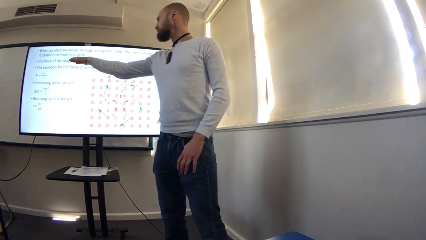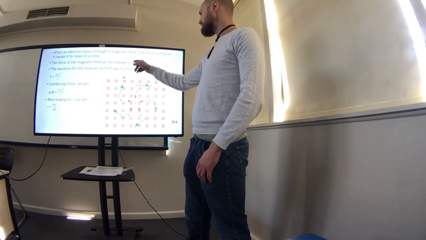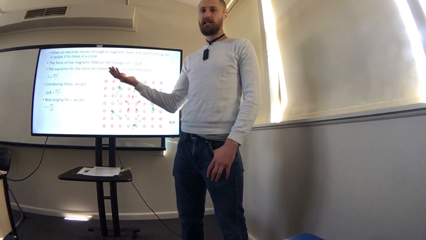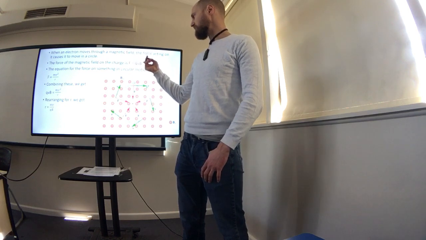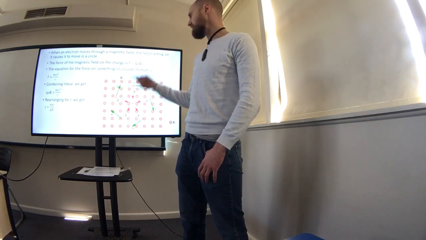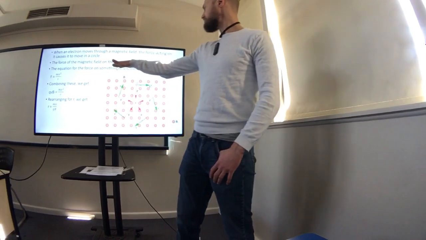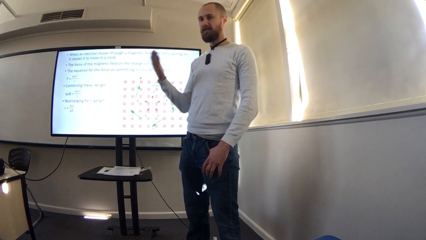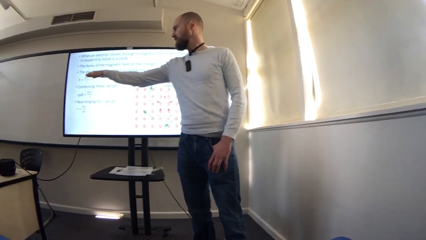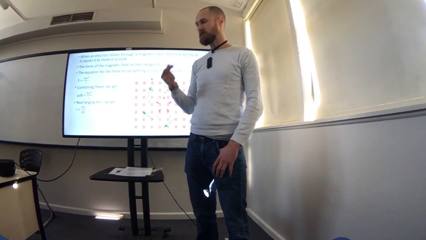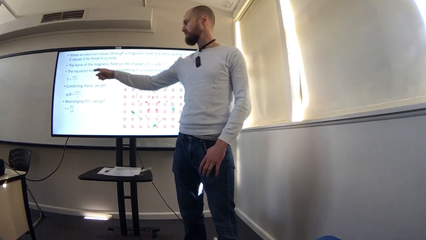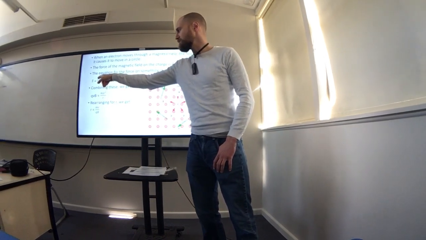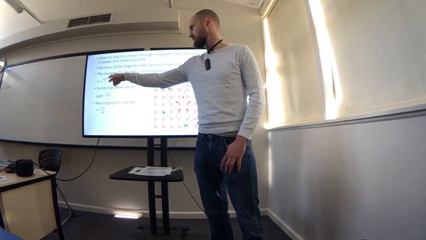Now, the force of the magnetic field on the charge is F equals QvB. That was our equation for the force of a magnetic field of strength B on any charged object of charge Q moving with some velocity v. The equation for the force on something in circular motion, going back to our circular motion work from our first area of study, is F equals mv squared over r. If you remember, the acceleration of something moving in a circle is v squared over r. We take that acceleration, v squared over r, and multiply it by the mass, because force is mass times acceleration.